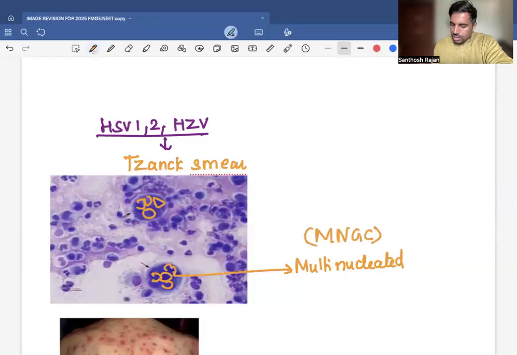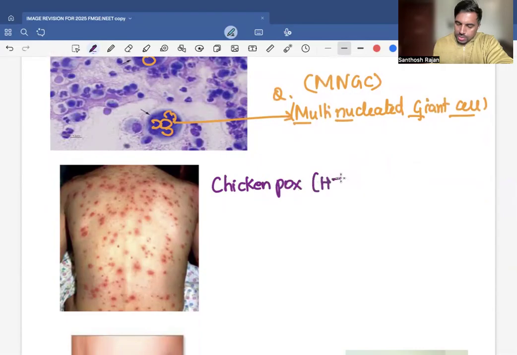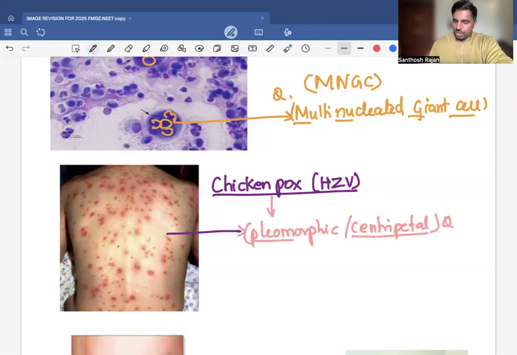Another important question frequently asked: multinucleated giant cell. They can ask you. Now this is a different one. This is chickenpox. Why did I say chickenpox? It is caused by varicella zoster virus because of the pleomorphic lesions, a variety of lesions at the same time. Centripetal: the rash starts in the central part of the body and goes to the periphery. So we call it chickenpox. You know this very well.